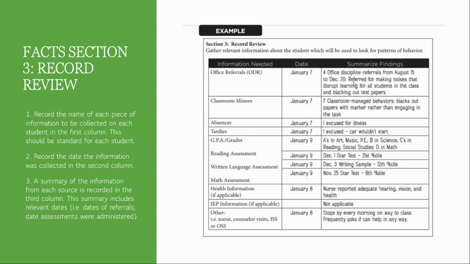Remember, it should be consistent for all students. So if we decide that we're collecting office discipline referrals, minors, absences, tardies, GPA, and all of that, it needs to be consistent. And we need to be able to summarize our findings in that third column.